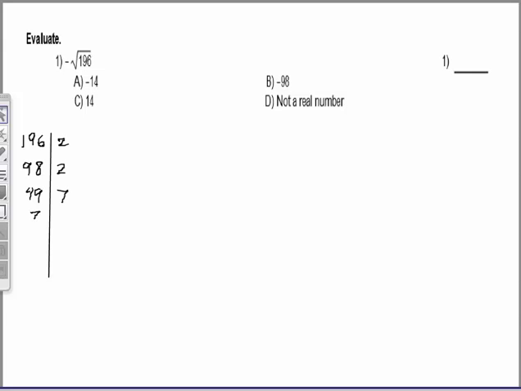And then 7 is already prime. You divide 7 by 7, you get 1. Once you get 1 here, it means you're done. You are done with breaking the number into prime numbers. So in order to simplify a radical, one way is to break the number into prime numbers and write it that way. So in this case, we have 2 2s and 2 7s.